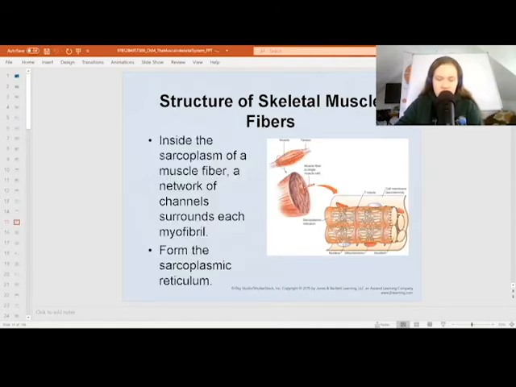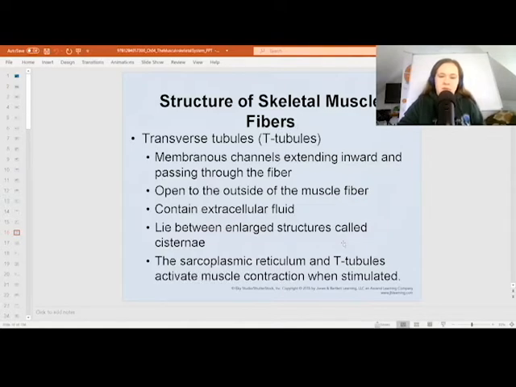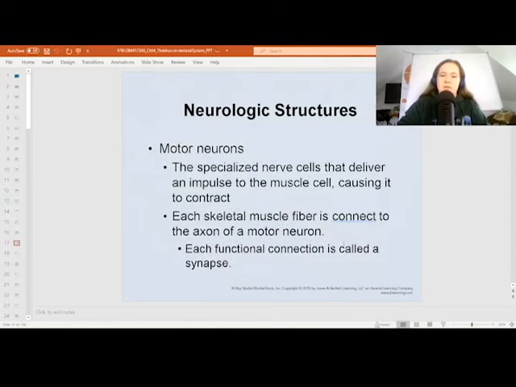Inside the sarcoplasm of a muscle fiber, a network of channels surrounds each myofibril. This forms the sarcoplasmic reticulum. Transverse tubules, or T-tubules, are membranous channels extending inwards and passing through the fiber. This is open to the outside of the muscle fiber and contains the extracellular fluid. This lies between the enlarged structures called cisternae and the sarcoplasmic reticulum, and T-tubules activate muscle contraction when stimulated.